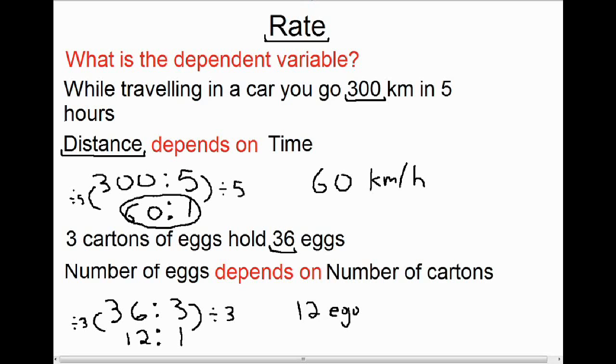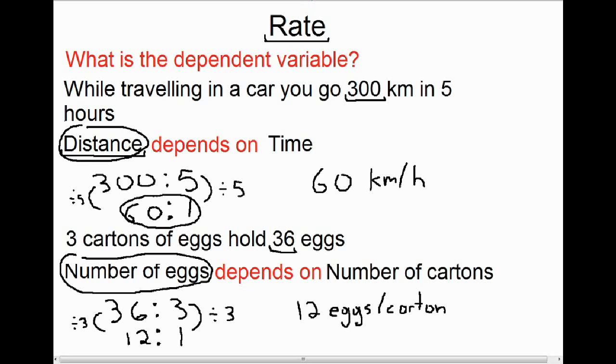So again, when we're calculating rate, we have to figure out what the dependent variable is. The dependent variable is what depends on the other thing. So for the first example, the distance was the dependent variable because the distance depends on the time. For the second example, the number of eggs was the dependent variable because the number of eggs depends on the number of cartons. That number always goes first in our ratio, and the independent variable is the second piece of information. For our first example, it was time.